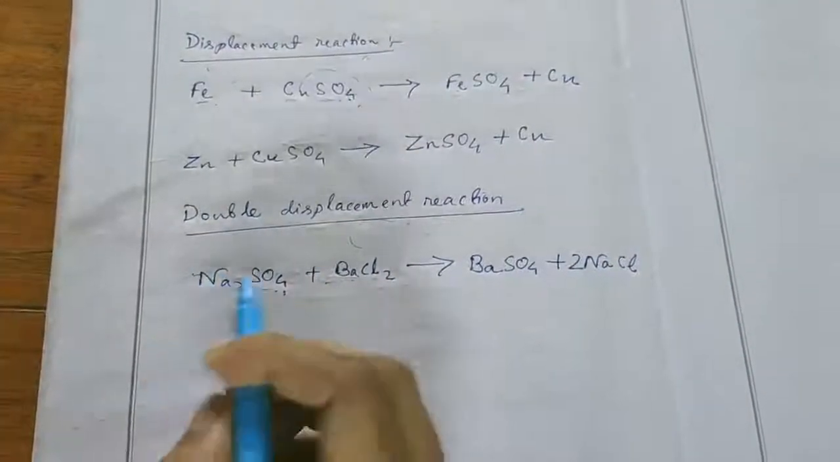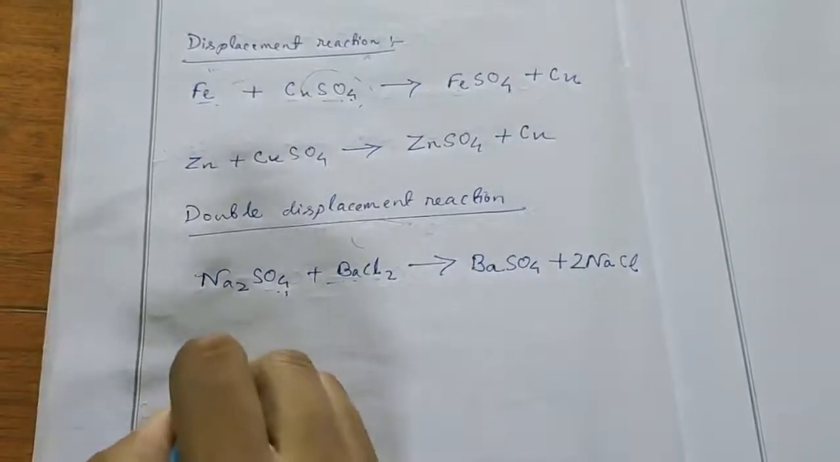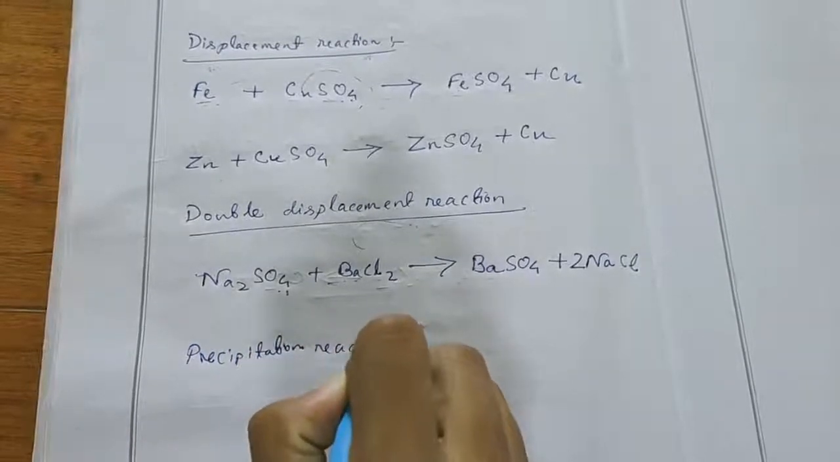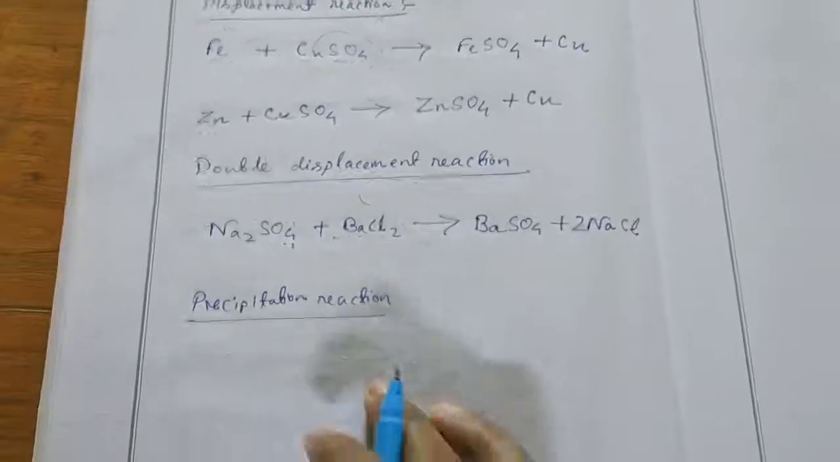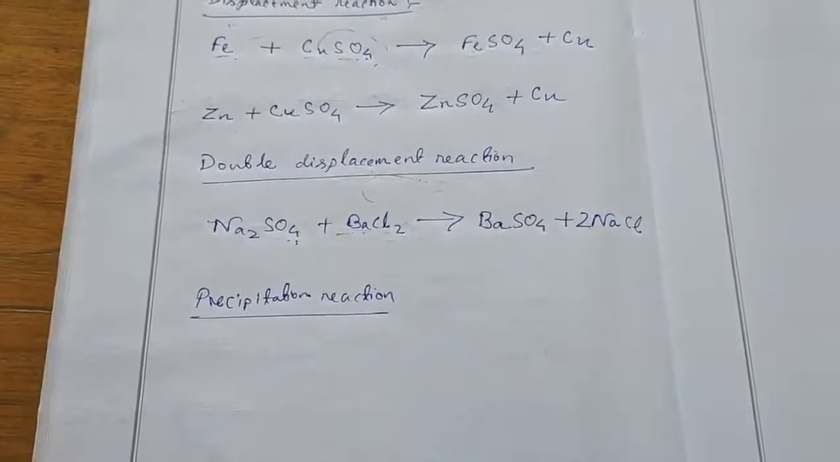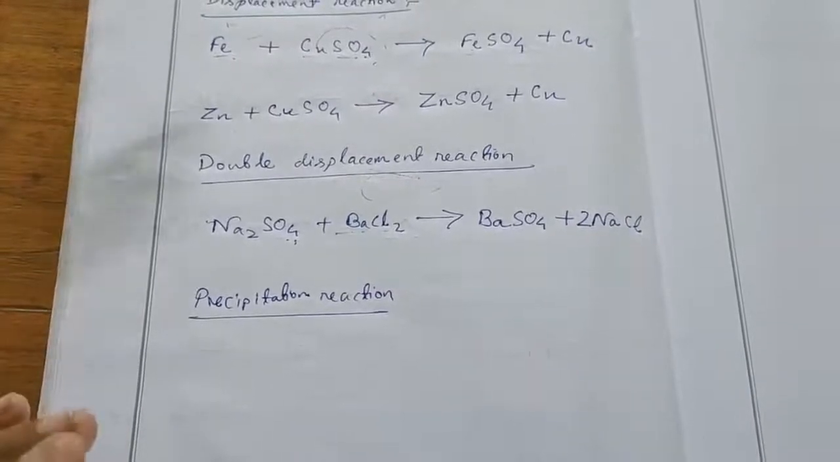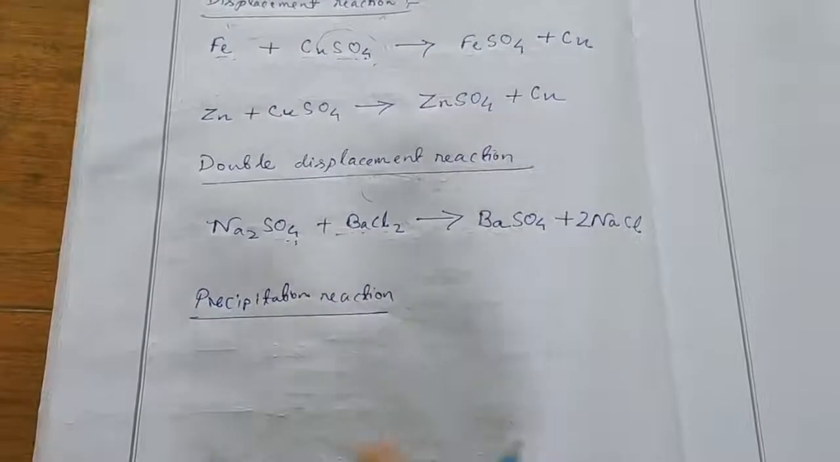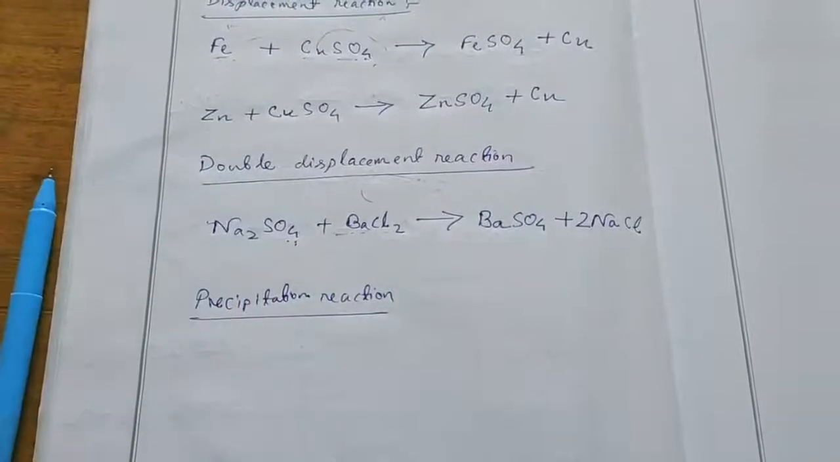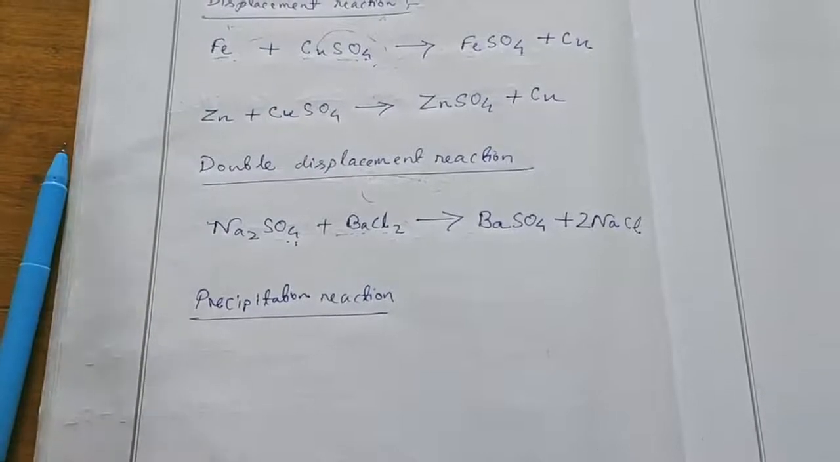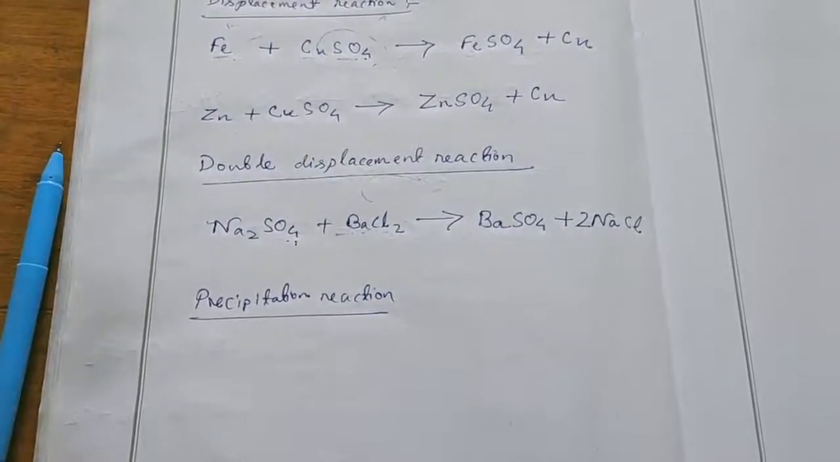Then another type is precipitation reaction. We don't need it very much. Precipitation reaction. Any reaction that produces a precipitate is called a precipitation reaction. Now precipitate is, after forming a solution, if something insoluble is gathered at the bottom of the container, then it is called precipitation.